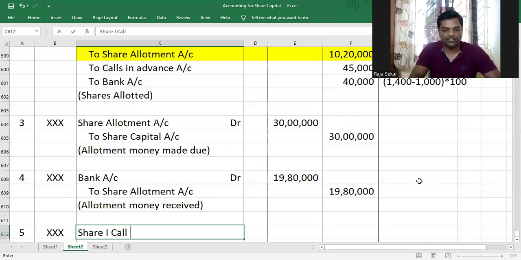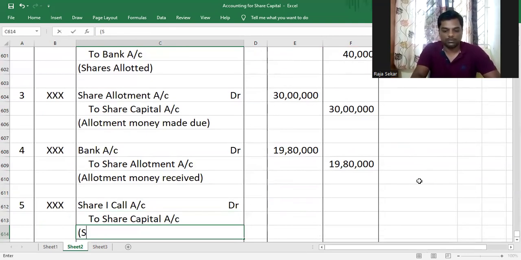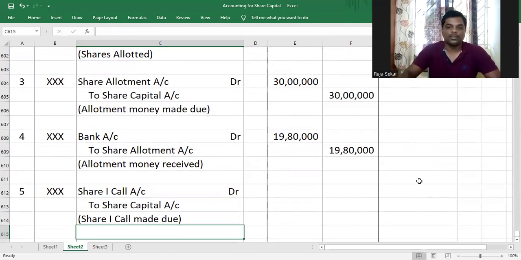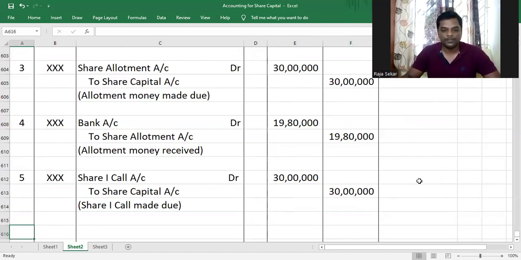Journal entry will be share first call account debit to share capital account. Share first call made due. And that will be how much, my dear children? It will be 1 lakh multiplied by the amount due on first call, which happens to be 30 in this question. That is 30 lakh.